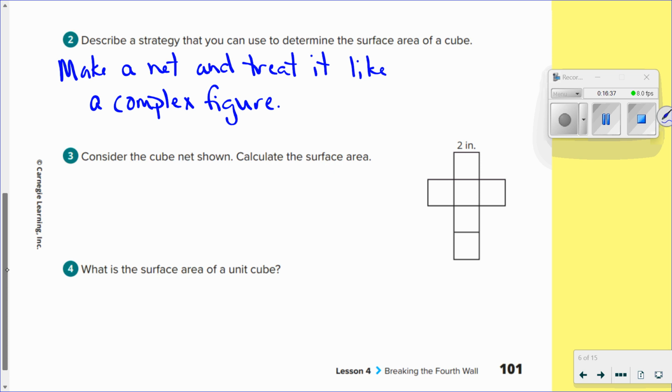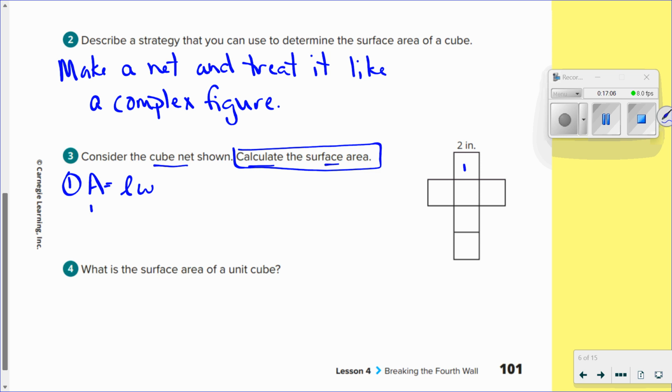Okay, consider the cube net shown. Calculate the surface area. Two big pieces here. It's a cube net. That tells me what? 6 sides, and they are all equal. So here's what we're doing. Really all I got to do is figure out the surface area for 1 and multiply it by 6, right? So going through our base, area equals length times width.